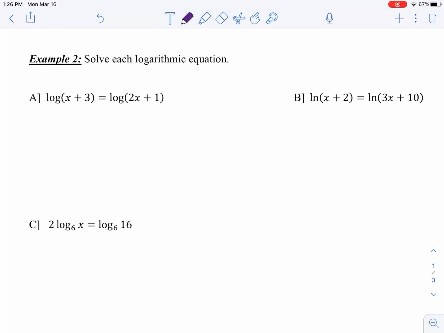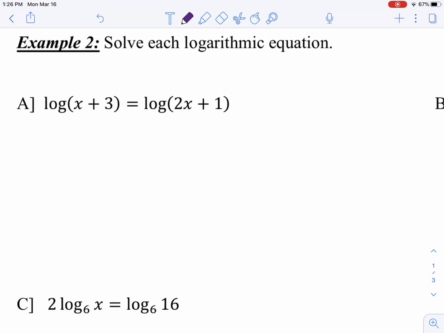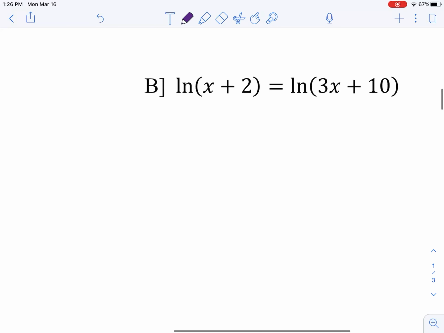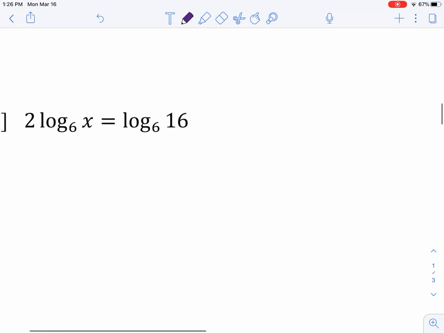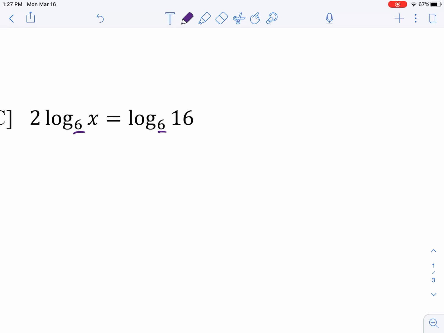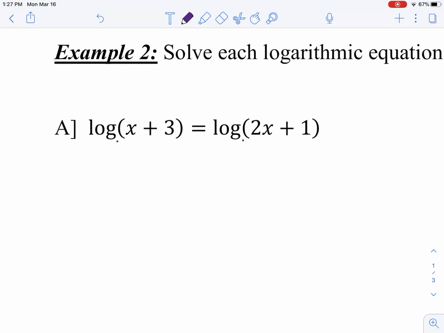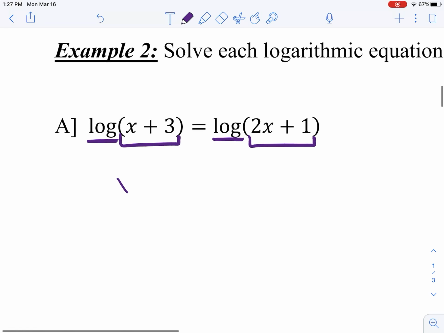So now we are at the situation where we have a log on each side. In these types of situations, if you notice, they have the same base. So what you want to do is make sure that you have the same log on each side. In order for this log to be equal to this log, their arguments have to be equal to each other. So these ones are super easy.